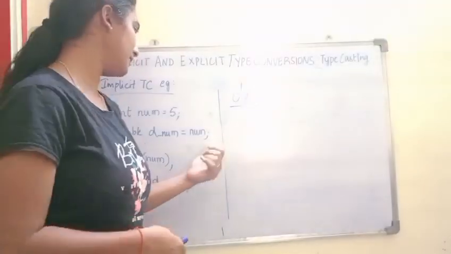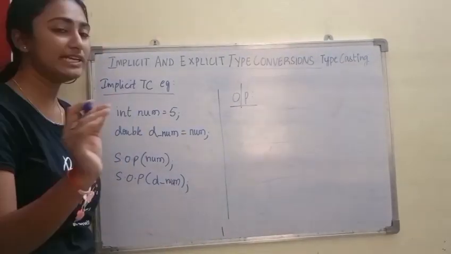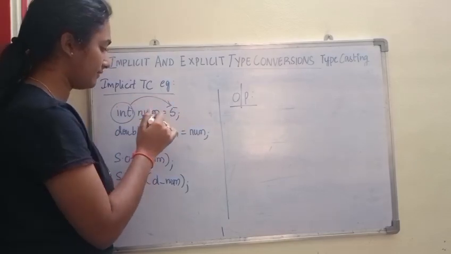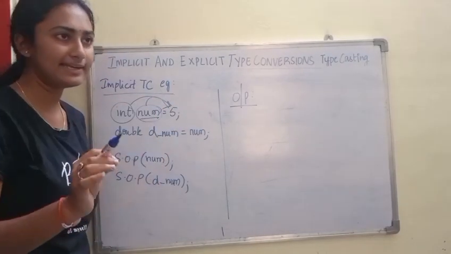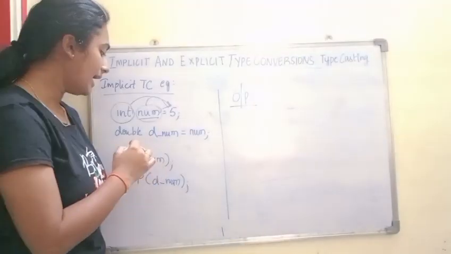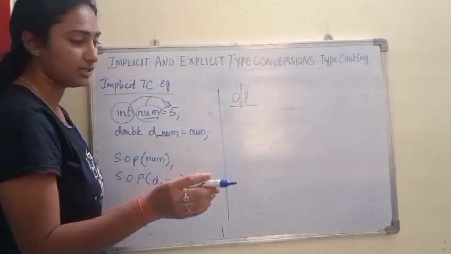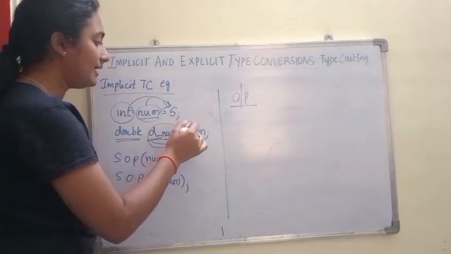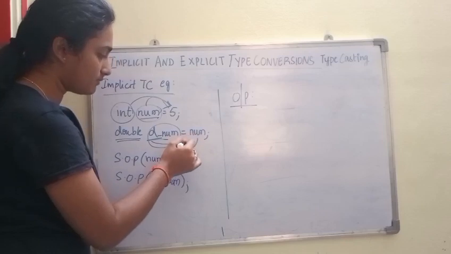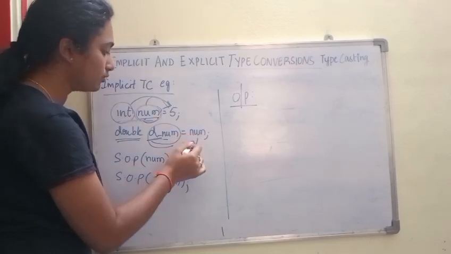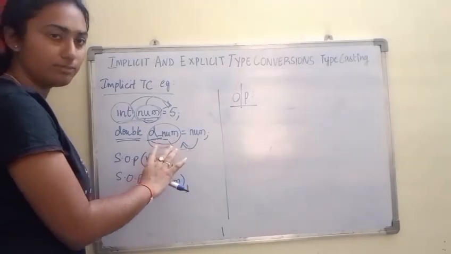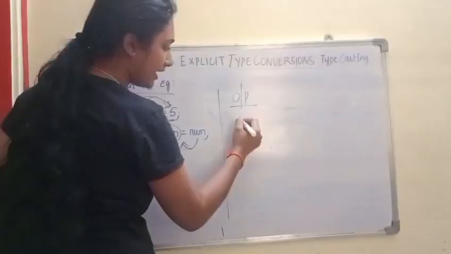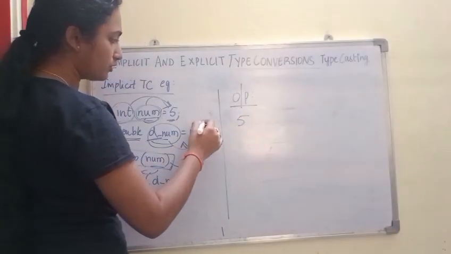Let's consider an example for implicit type conversion. You initially declare a variable num of int data type, and you assign it the value 5. Then declare another variable dnum of data type double, and give it the value num, the integer value. You give the integer num to the double variable. Now if you print it, you're going to get the value 5 as the output.